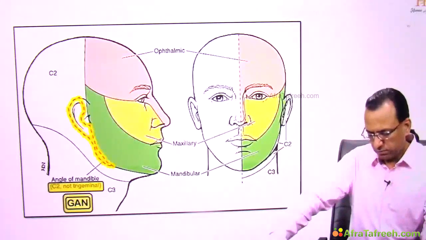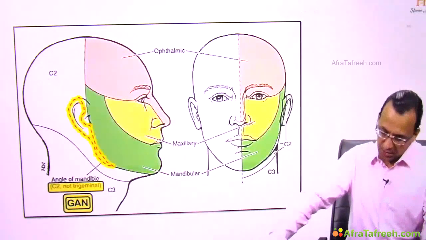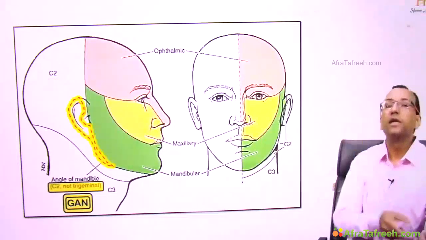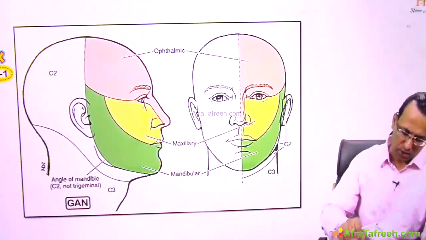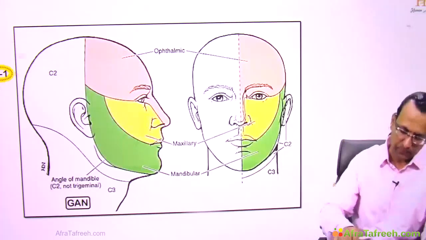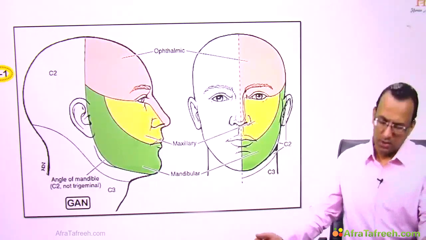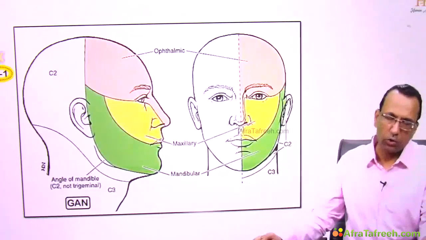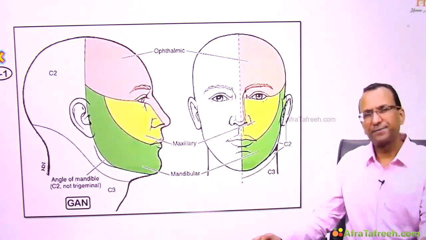What is the dermatome? Dermatome of what? Skin of the angle of mandible. I can see C2. Okay, C2, fine. Do you know we don't have a C1 dermatome in our body? Why don't we have a C1 dermatome? Because the C1 spinal nerve does not supply the skin. So C1 will not supply the skin, so we don't have a C1 dermatome? Yes. So the dermatome begins with C2.